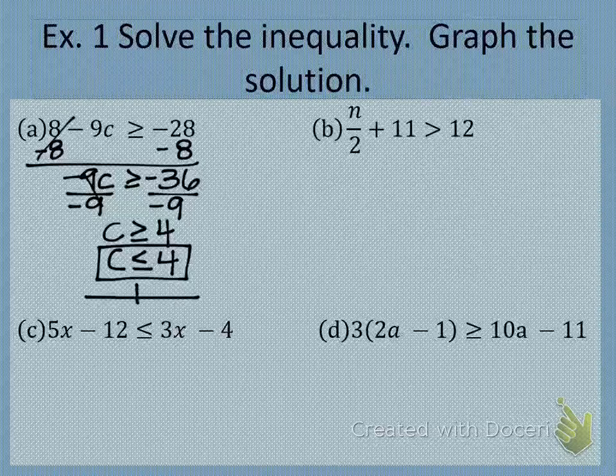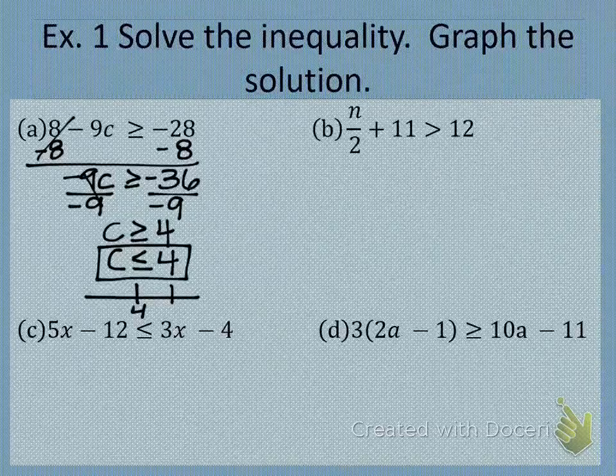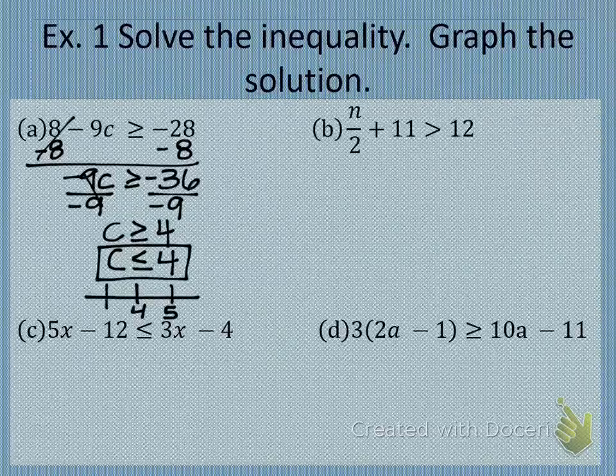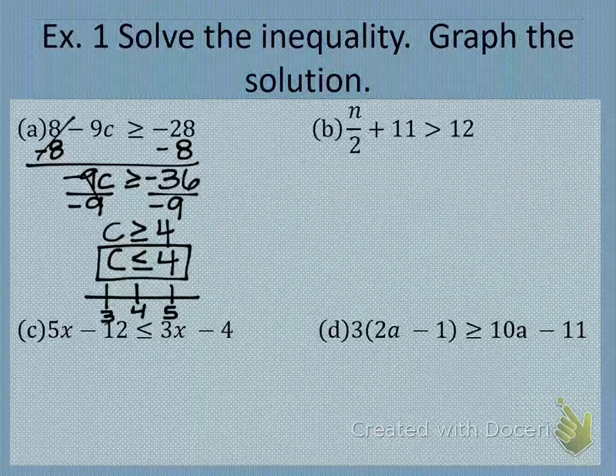What goes in the center of our number line? 4. We're going to do 1 to the right, which is 5, and 1 to the left, which is 3. All right, Anthony, my circle, open or closed?